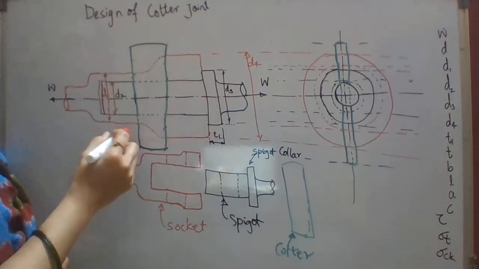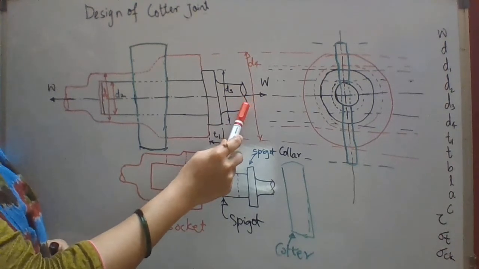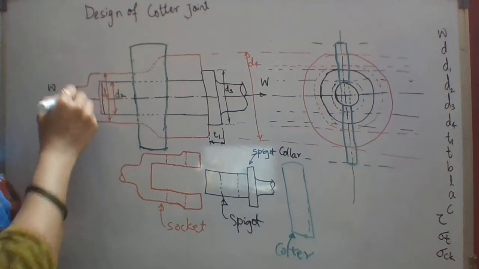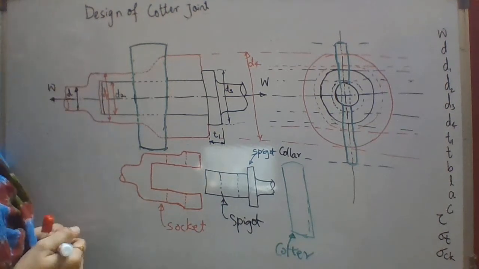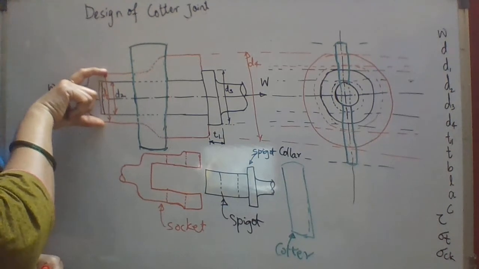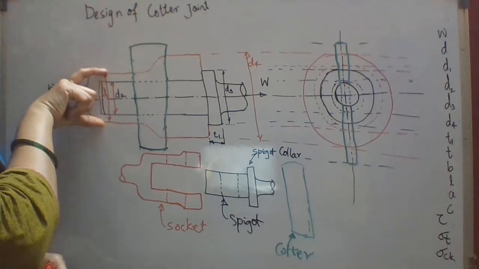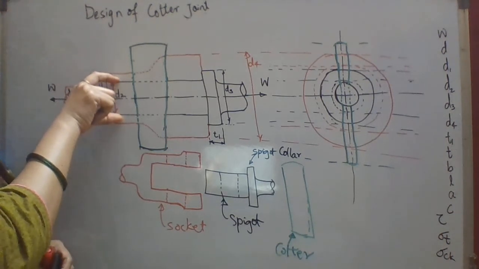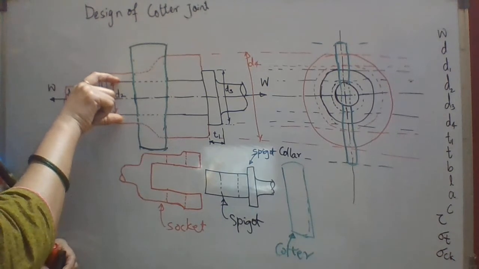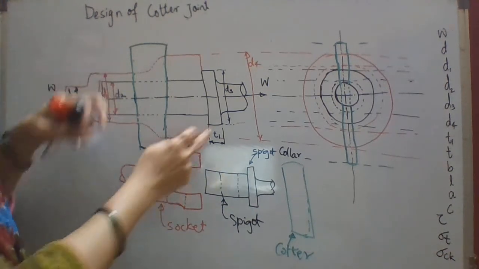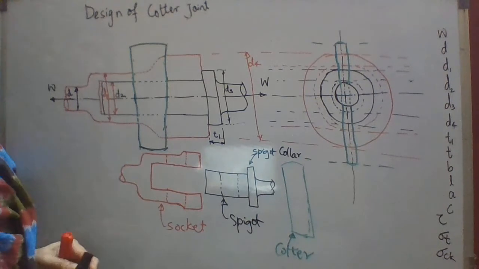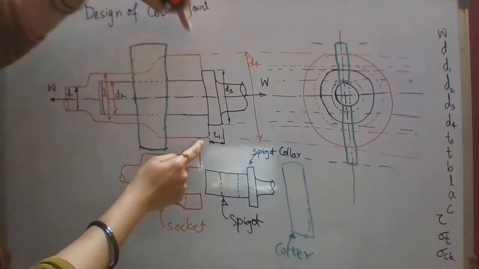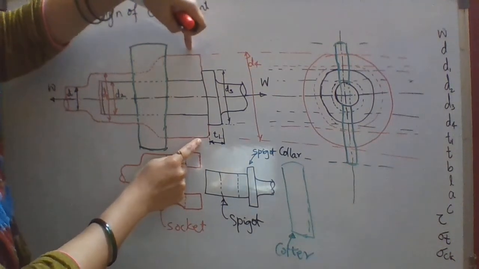So all the diameters: small letter d is the diameter of the shaft, you can make it on either side. D1 is the outer diameter of the socket. D2 is the inner diameter of the socket, or simply the diameter of the spigot. Then D3 is the diameter of the spigot collar. D4 is the diameter of the socket collar.